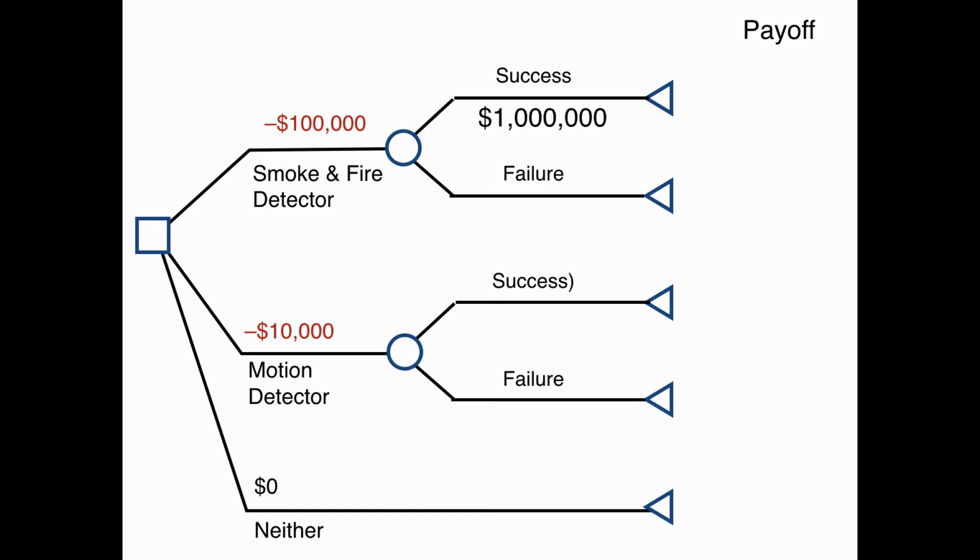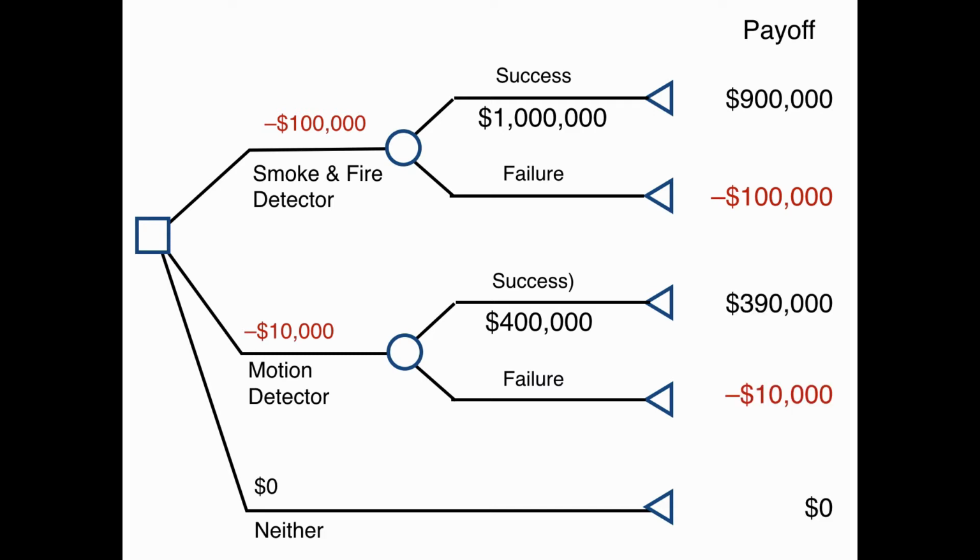So our smoke detector, we know that we can make $1 million from it, and it would cost us $100,000 to produce, and similarly with the motion detector, we could make $400,000, and it would cost $10,000. The net payoff for the success of the smoke and fire detector is $900,000, but if it fails, our overall cost is minus $100,000. Similarly, there are the figures for the motion detector. And of course, if you do neither of those, there's no payoff, but there's also been no cost.